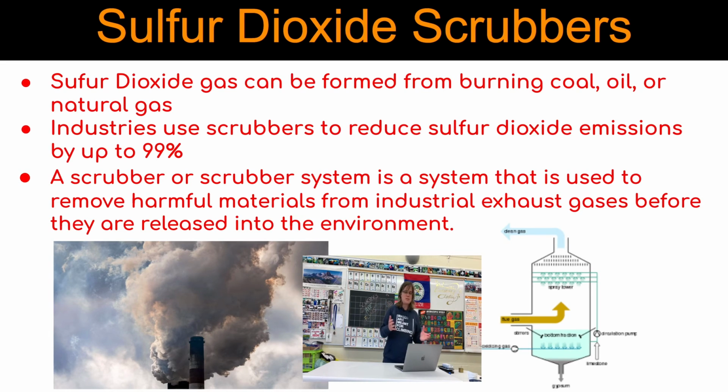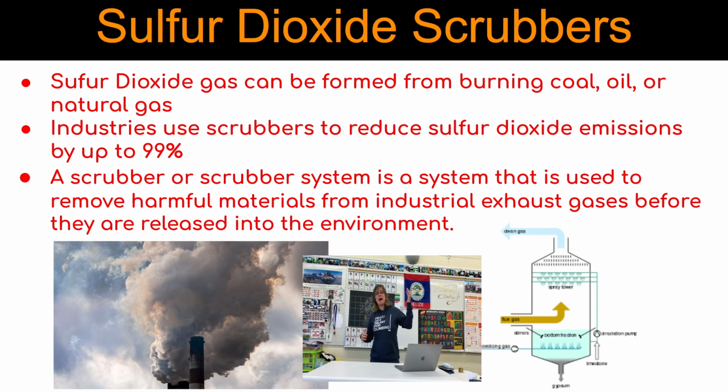Sulfur dioxide can be formed from burning coal and oil, which obviously we do in Alberta. So industries have to use scrubbers. That's what we call them. It sounds funny, but they put this little piece on the very top of their pipeline. A scrubber is a system that removes the harmful materials from the gas before it releases it into the environment.